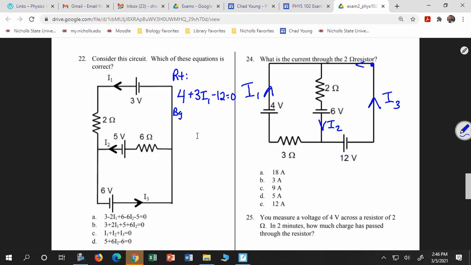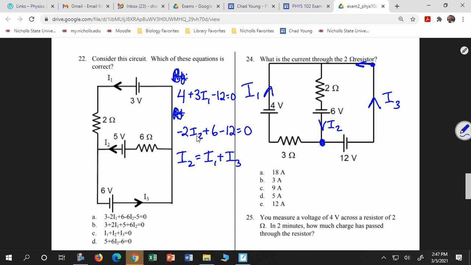Right. The big loop is the big one. Let's do the right one right now. The right loop is, I'll start here and go in the same direction. That's minus 2I2 plus 6 minus 12 equals 0. And then I'll just pick any junction. Looks like I got I2 coming in, and I1 and I3 are going out.